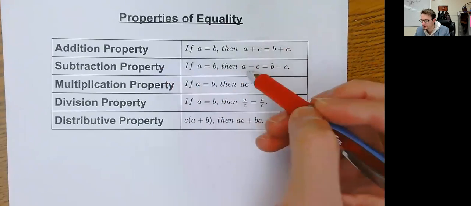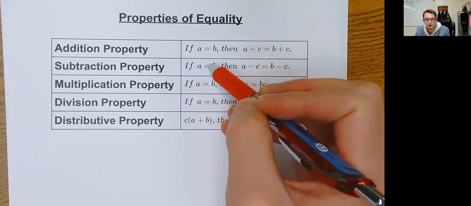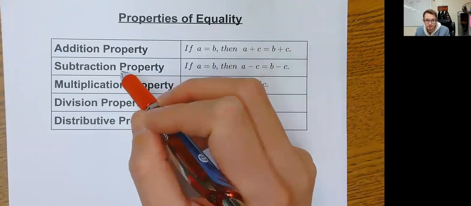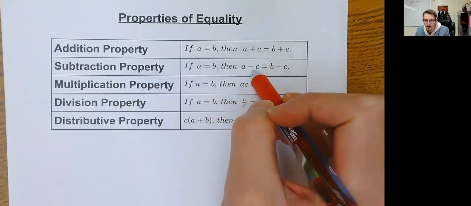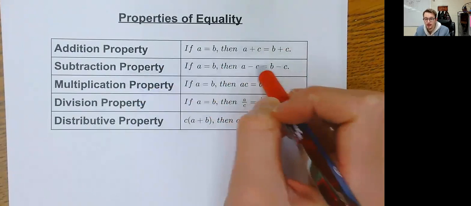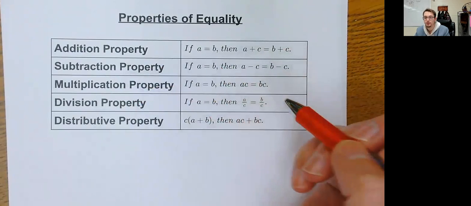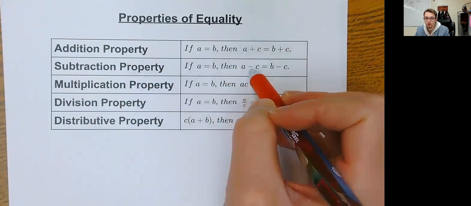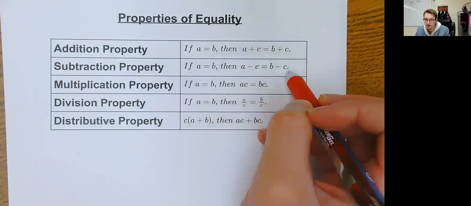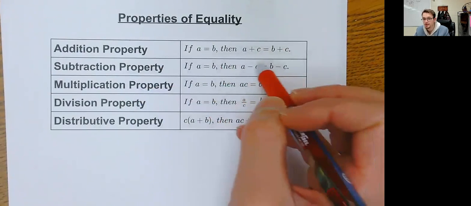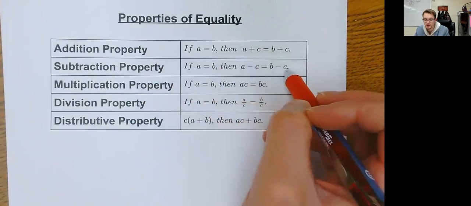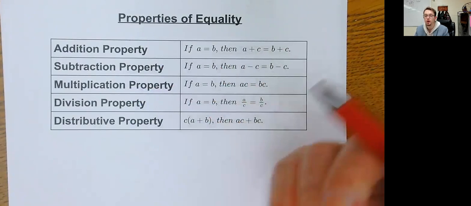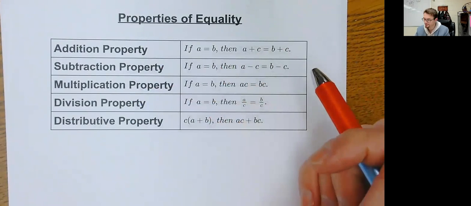Same thing with subtraction. So if I have an equation, you're allowed to, based on the subtraction property, subtract the same thing from both sides without changing the equality of it. So you're allowed to subtract 2 from both sides or subtract 10 from both sides. You can subtract the same thing from both sides. And if you do that, it does not change the equality of the equation.